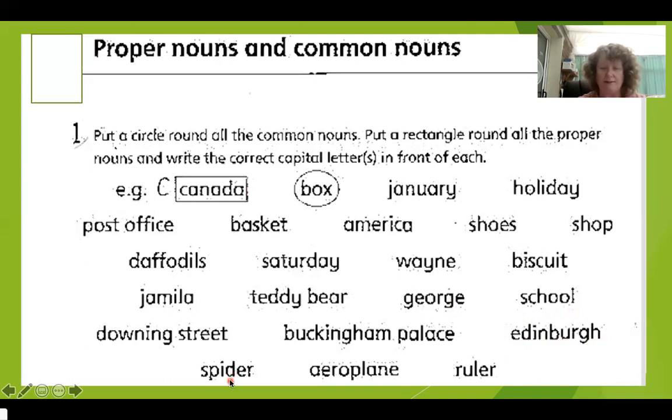Right, spider. Doesn't say what kind of spider. So it's a common noun, just a circle. Aeroplane, doesn't say what kind. Common noun, a circle. And ruler, any ruler. That's just a circle. I hope you got those right. If you didn't, just practice a little bit more. Write them all down again and just have a longer practice. I'm sure you'll get it right in the end.